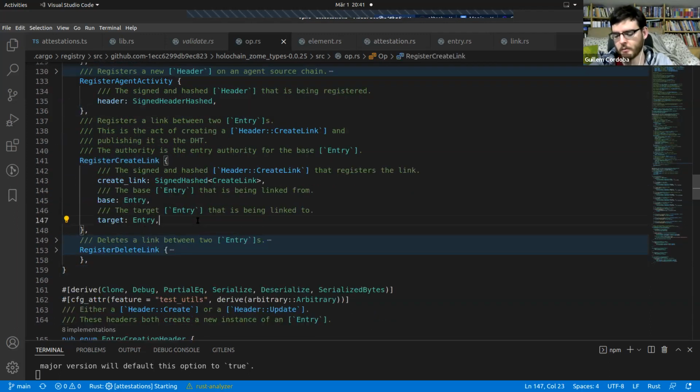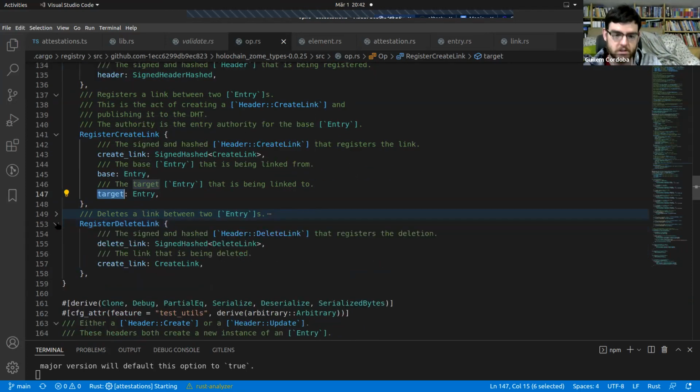And then RegisterCreateLink. Imagine I have a type of link that can only go from a path to a transaction. This is where you would say, is the base a path? Correct. Is the target a transaction? Correct. This is where you would validate that a link goes from one certain type of entry to another. And RegisterDeleteLink is where you would validate that some link can be deleted.